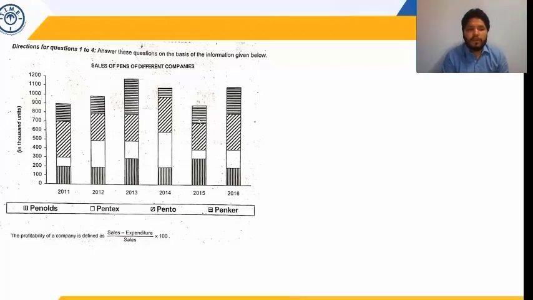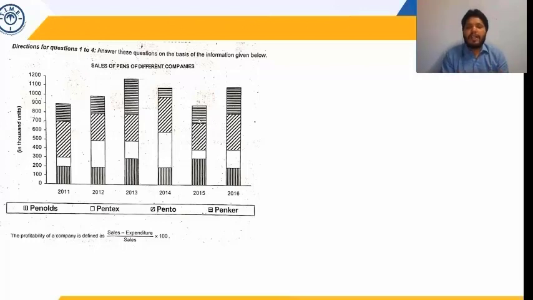And again, the sale of Pento is going from 500 to 800. So it is again going to be 300,000 tons, or 3 lakh. And the sale of Panker is going to be 800 to 1000. So 800 to 1000 will become 200,000. So the sale of Panker is going to be 200,000 tons, or again you can say 2 lakh. So this is the data.